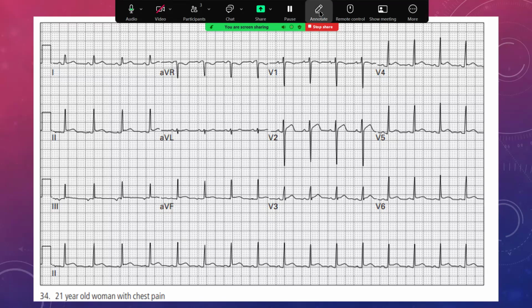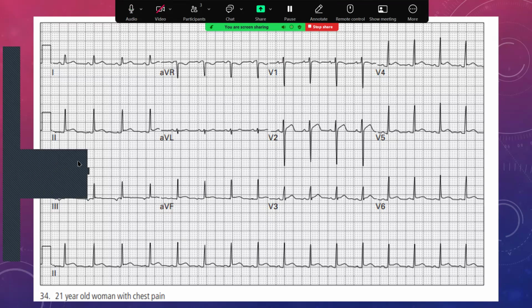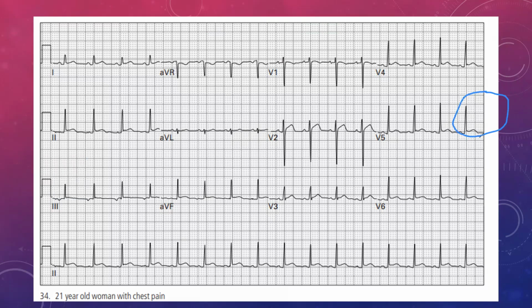So let's start thinking about differentials. We have a patient who is 21 years old, so very young. Remember, being young doesn't exclude infarction. I'm just drawing our stick figure, my brilliant drawing, to think about where we should go from here.